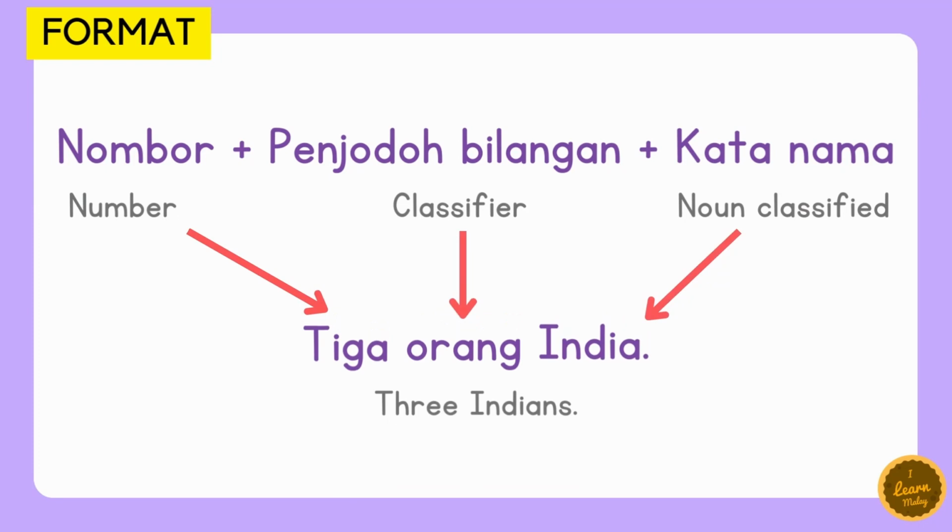As an example, 3 orang India. 3 is the number, orang is penjodoh bilangan or the classifier, and India is the noun classified. You could say 3 India, and the natives somehow will understand you based on the context, but this will show that you are not well versed with the language.